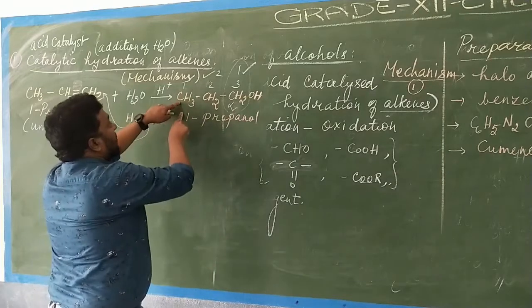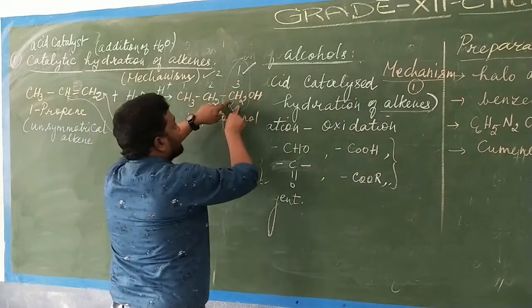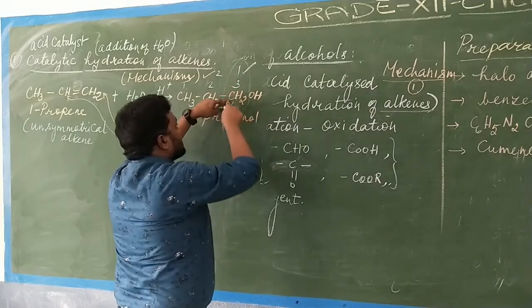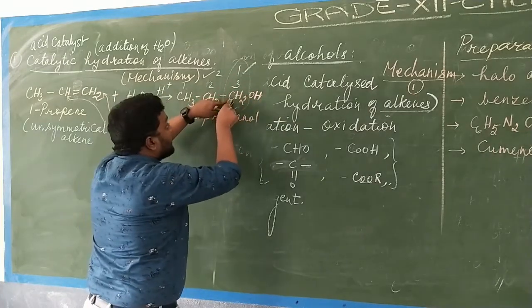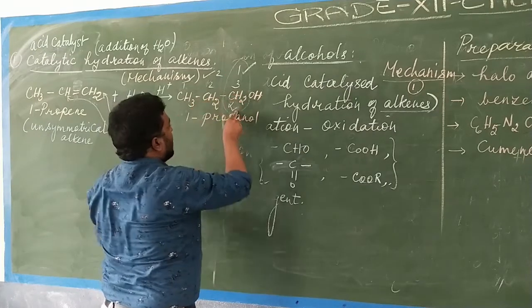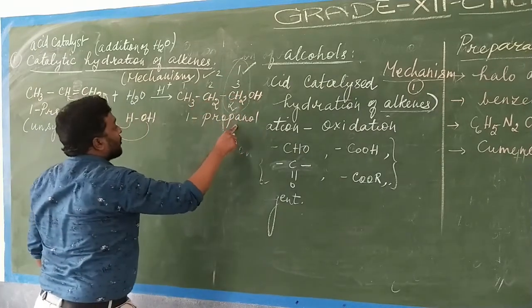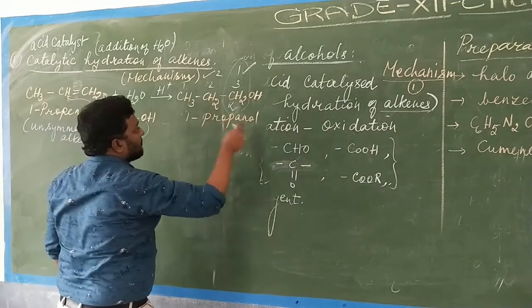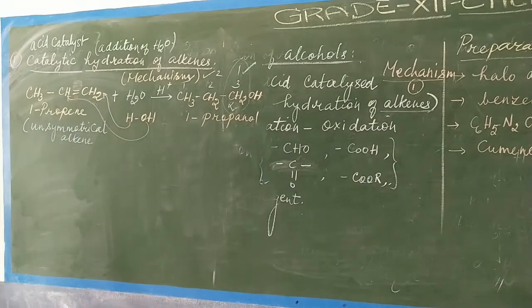So this one we cannot take; this one only we have to take. Why are we taking this one? Because the carbon attached to the functional group is called the alpha carbon, and for the other carbon the least numbering has to be taken. So therefore it becomes 1-propan-OL. The suffix should be OL. So 1-propanol is written. This is the name.